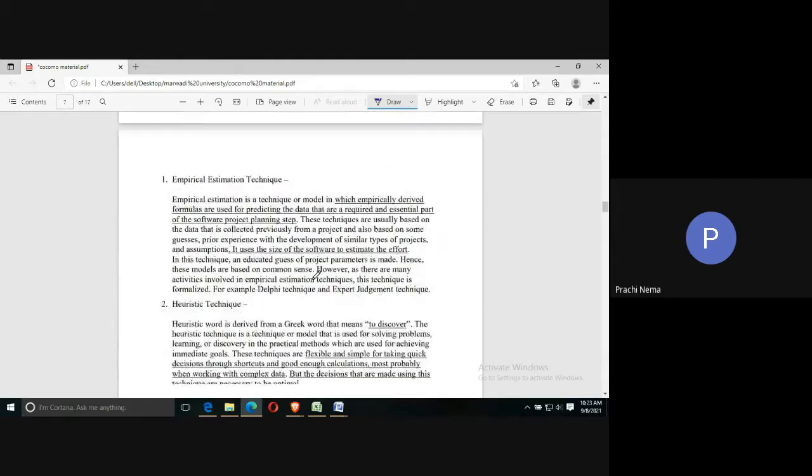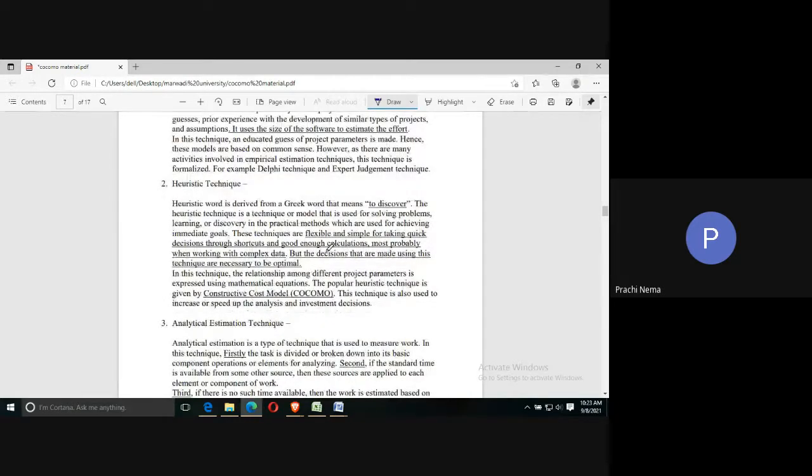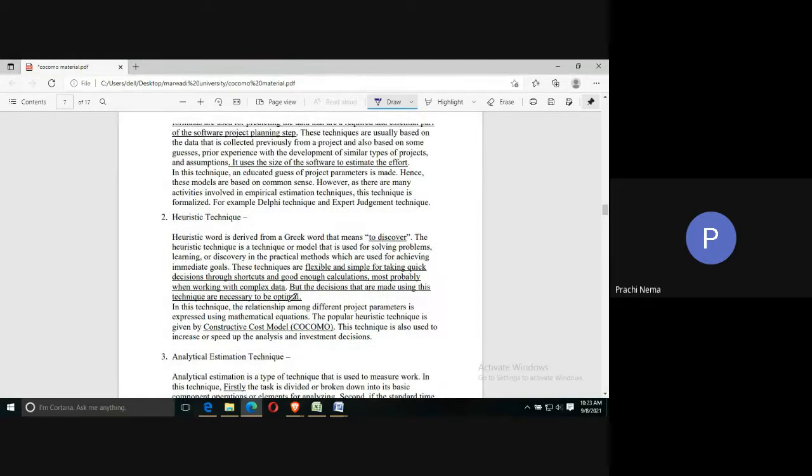Okay, so you can see here that heuristic is written as flexible and simple for taking quick decisions through shortcuts, and the decision makers are required to be offered. This popular technique is given by COCOMO. Okay, so all these points are mentioned.